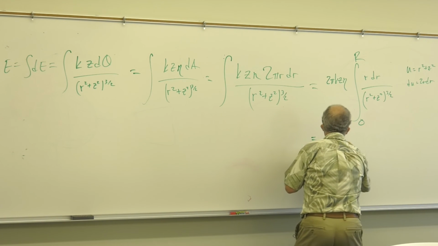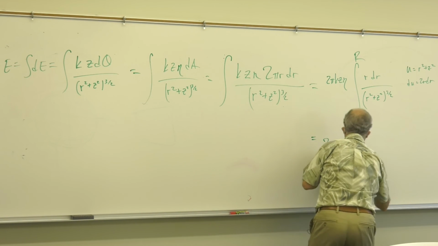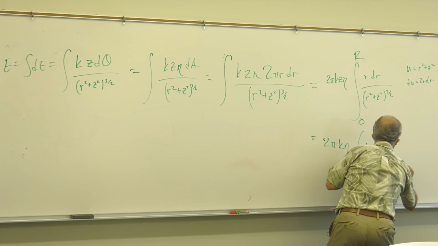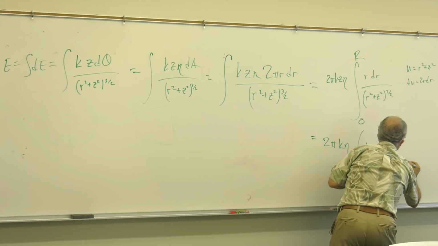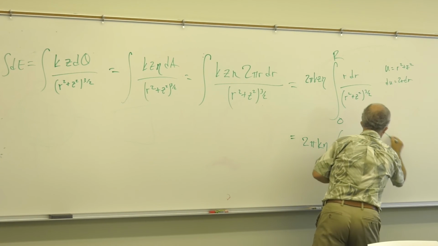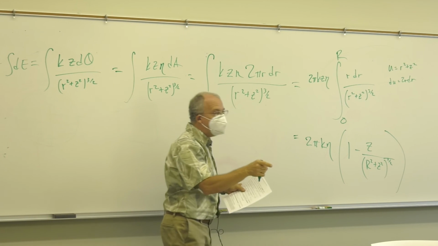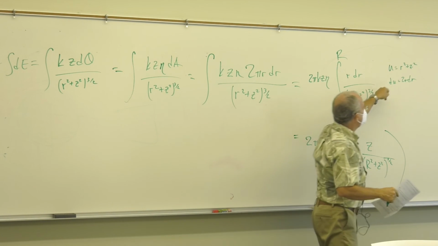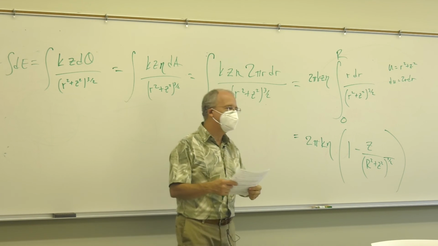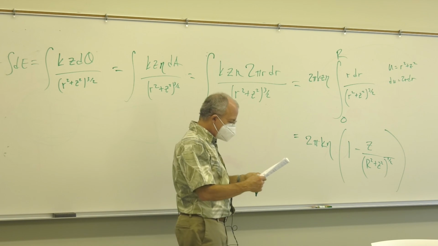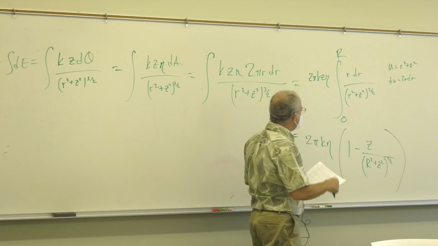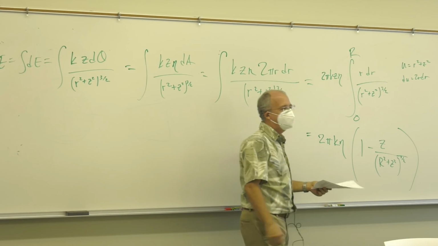2 pi k eta times 1 minus z over r squared plus z squared to the 1/2 power, sorry. Okay, that's the answer. So please go home, do this, and make sure you can go from here to here. You've got to know how to do that. All right, so there it is. That is the E field of a charged disk.